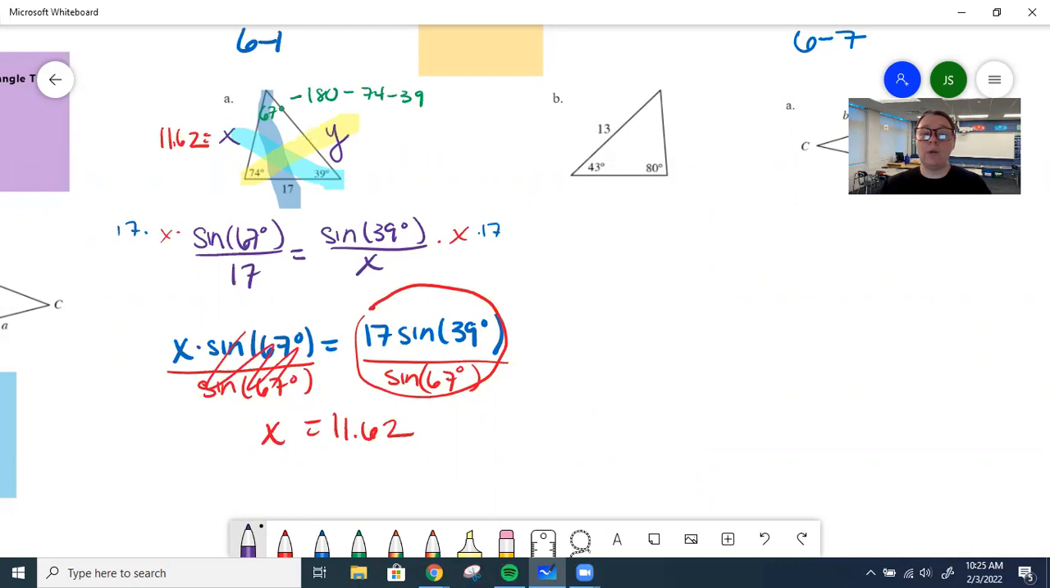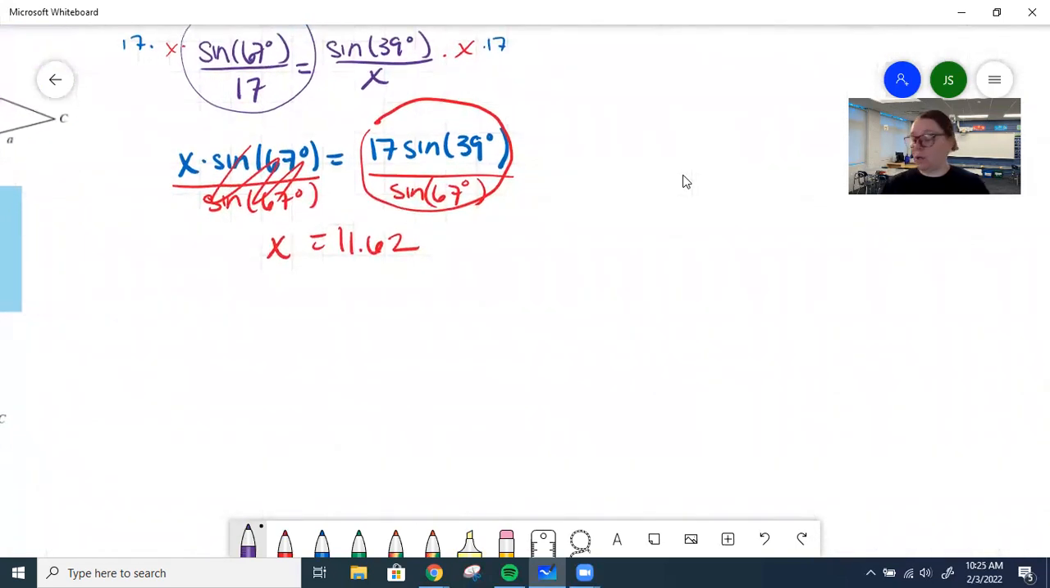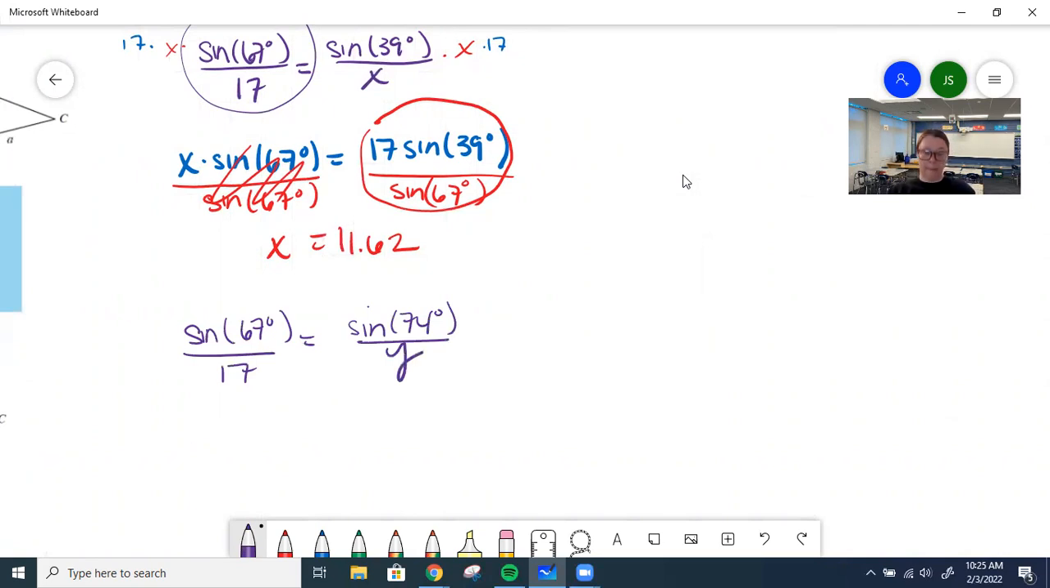When I do it, if I have a pair, I just stick with that pair. I'm just going to use that again. And then I'll have the sine of 74 over y, and then I'll solve to get my y. So the sine of 67 over 17, I'm going to use that one again. And then the sine of 74 over, I called that one y. Just making sure I'm writing this down correctly.